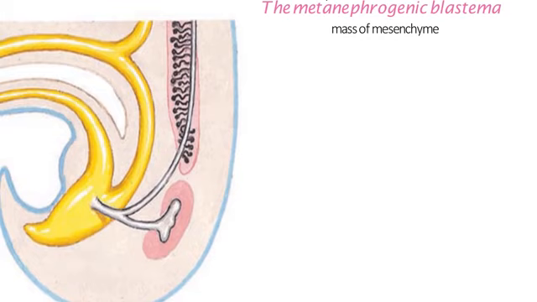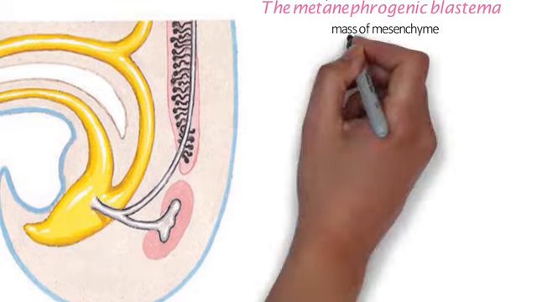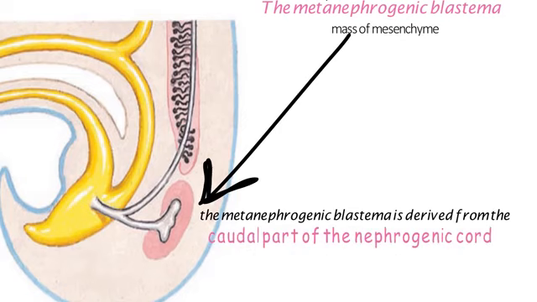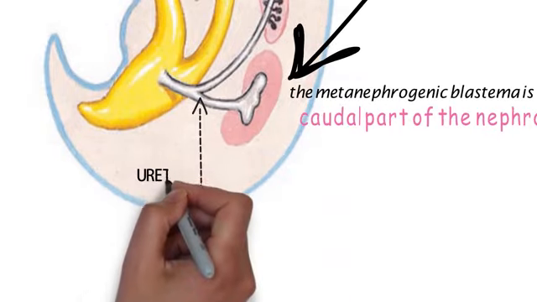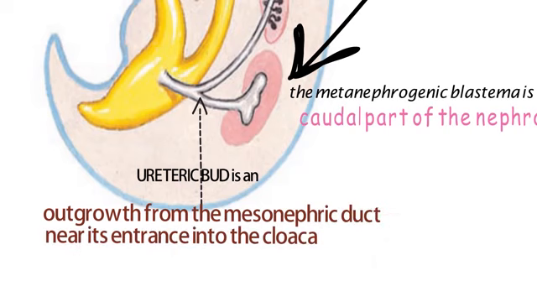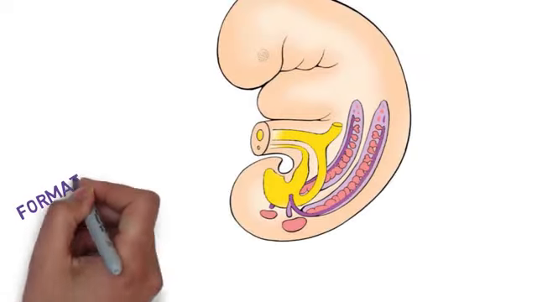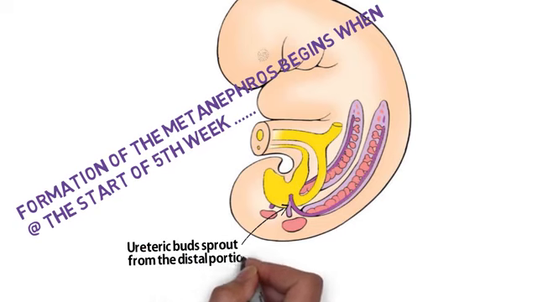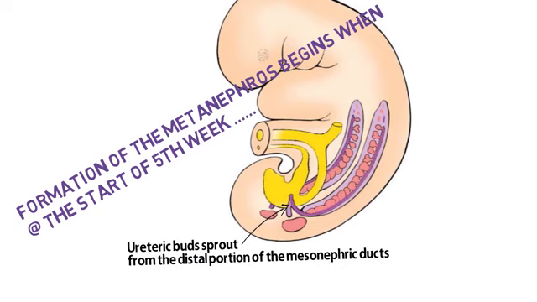Okay, now let's see from where these two components come. This is the metanephrogenic blastema, and it is derived from the caudal part of the nephrogenic cord. And please see, this is the ureteric bud, and it is actually an outgrowth from the mesonephric duct, near its entrance into the cloaca. So this is the ureteric bud, and this is its origination. The formation of metanephros begins in the 5th week, when the ureteric bud sprouts from the distal part of the mesonephric duct. This is the first event in the formation of metanephros.